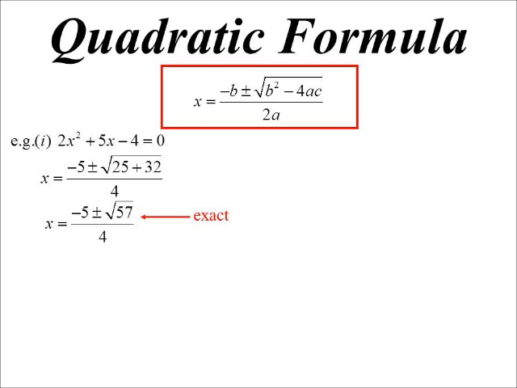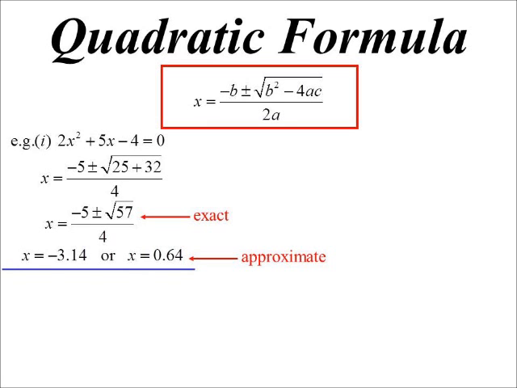That, of course, is what we call an exact answer, and in mathematics we like exact answers. But if it is part of a practical problem, then often we will approximate to get some sort of an idea. So if the question asks us to approximate to two decimal places, we have minus 3.14 and 0.64. So just see what the question entails. Normally you would leave it as an exact answer unless they ask otherwise.